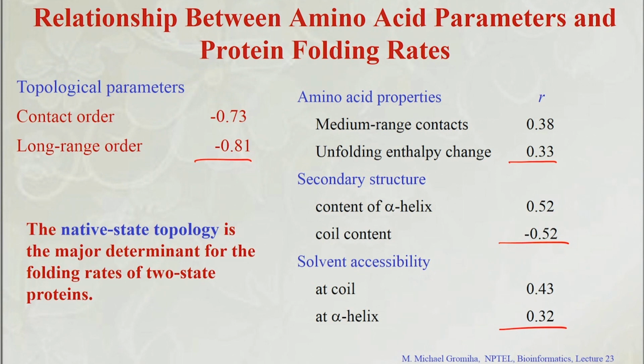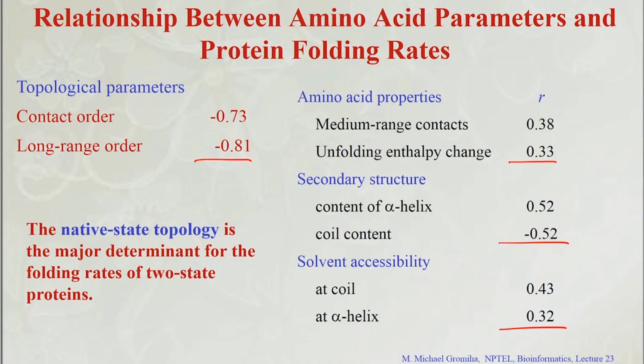From this analysis, what can we infer? We can see that native state topology is very important, and that it is a major determinant in the folding rates of these two state proteins. Okay. Native state topology tells you the folding type of a protein, right. So what are the different classes? Alpha, beta, and mixed class. Mixed class means containing both alpha and beta, right.